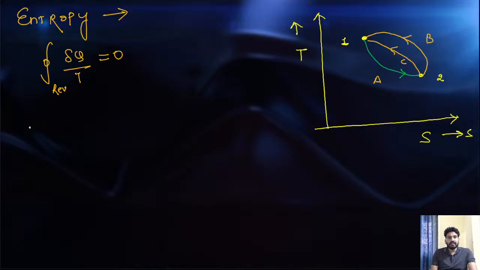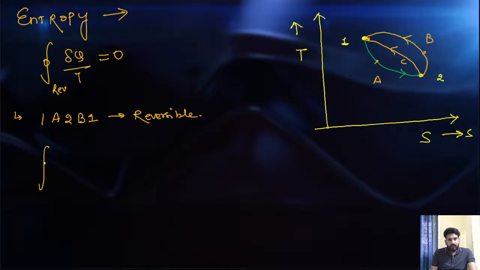See, guys, do one thing. Just take the process 1A2 and B1. 1A2 is reversible. 2B1 is also reversible, right? I'm taking this path, this one and this one. It is clear to you. And this cycle is reversible. And we know that for reversible, the cyclic integral of del Q over T equals 0.